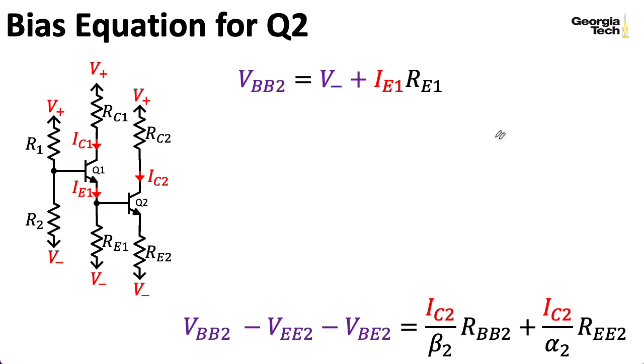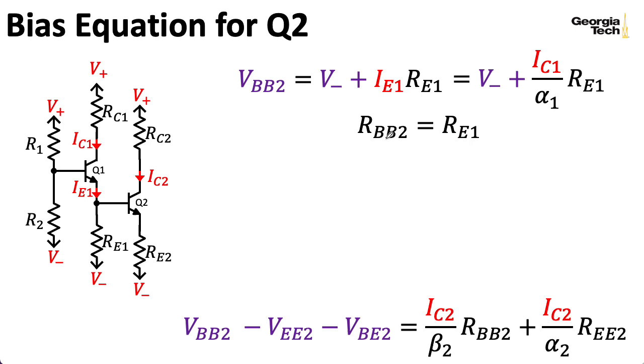And before I go further, let me re-express this emitter current in terms of the collector current by dividing by alpha 1. All right, so when I compute the Thevenin equivalent resistance, I zero out the sources. So I open up that current source and I essentially ground V minus here. So all I'm going to see is this resistance RE1 to ground. All right, so what about looking out of the emitter? Well, that's pretty easy.